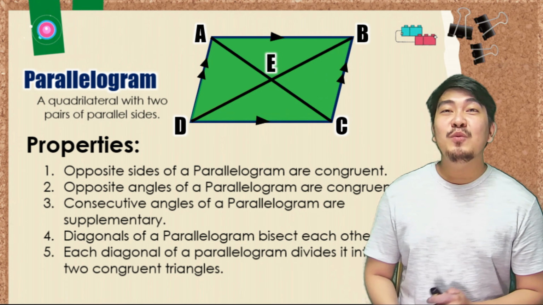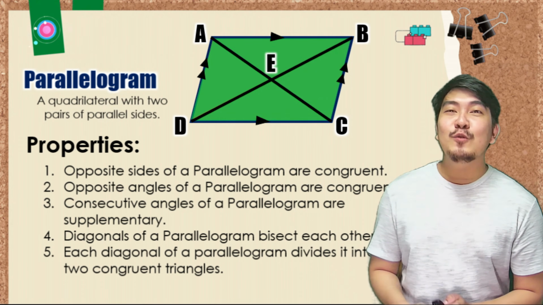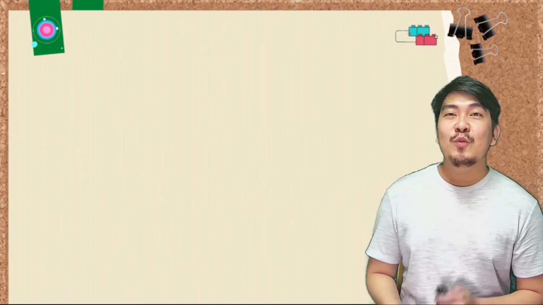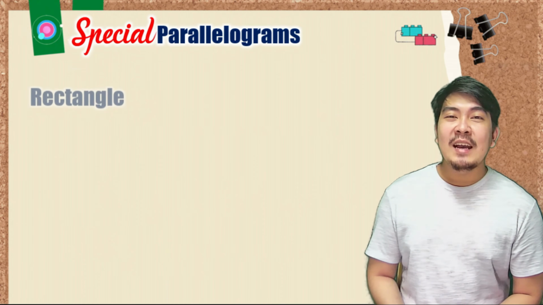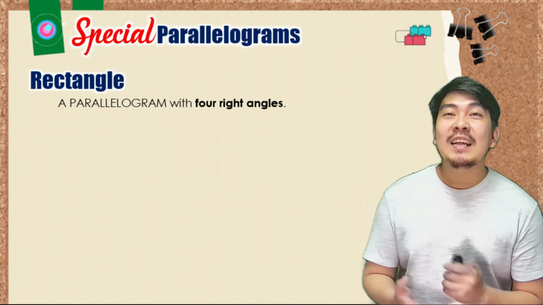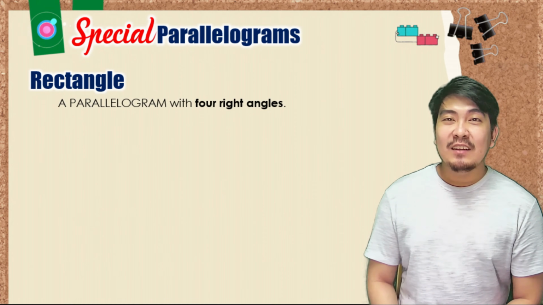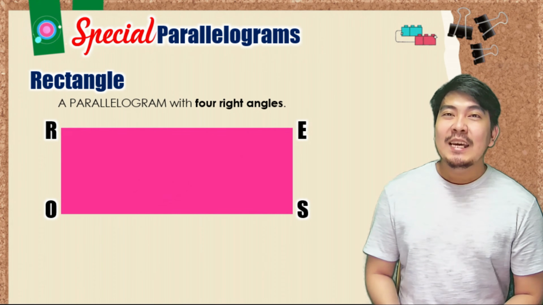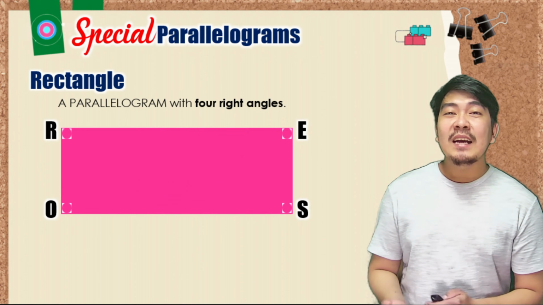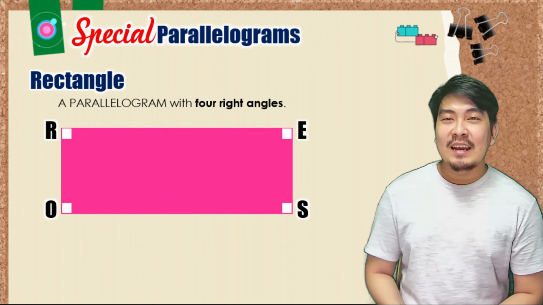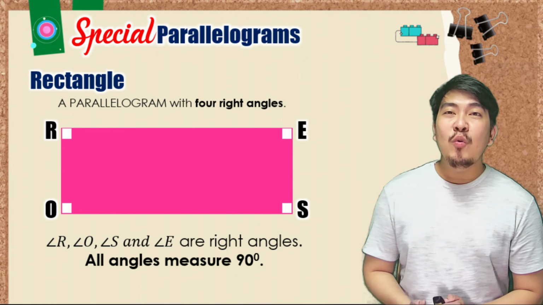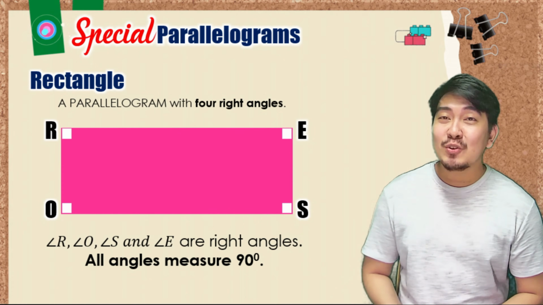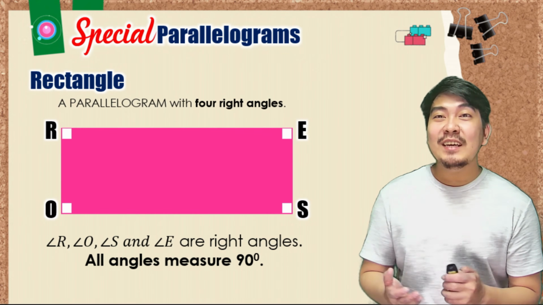So let us now proceed with the special parallelograms, rectangle, rhombus, and square. The first special parallelogram that we are going to discuss is a rectangle. So what is a rectangle? A rectangle is a parallelogram with 4 right angles. So to illustrate a rectangle, suppose that this one, ROSE, is a rectangle. Since it is a rectangle, it should have 4 right angles. So angle R, angle O, angle S, and angle E are right angles. Therefore, all angles measure 90 degrees. So this is a rectangle.